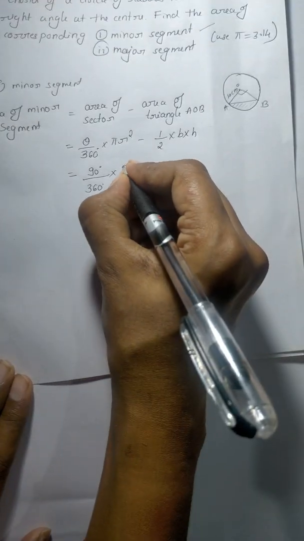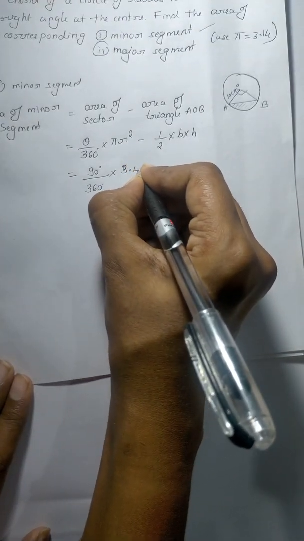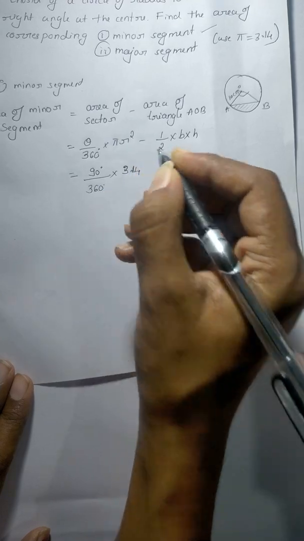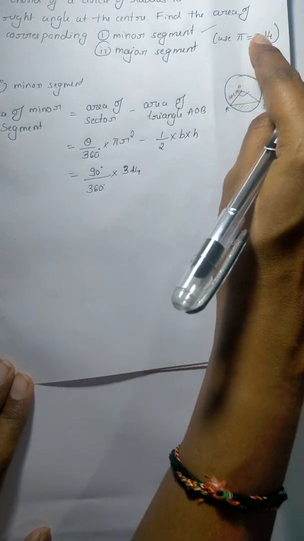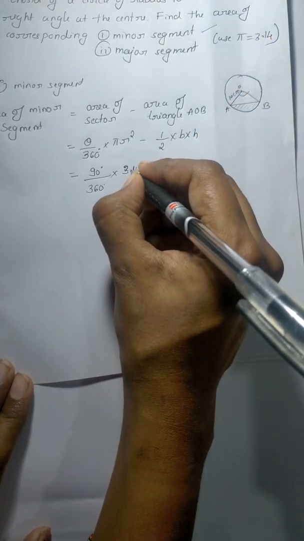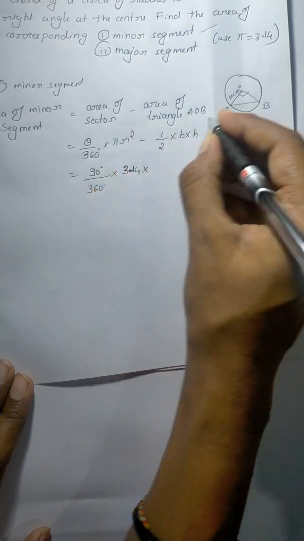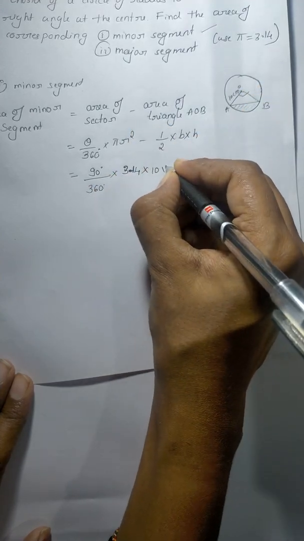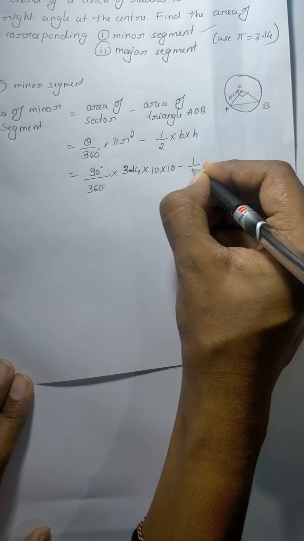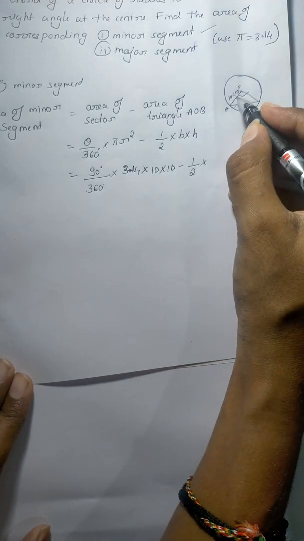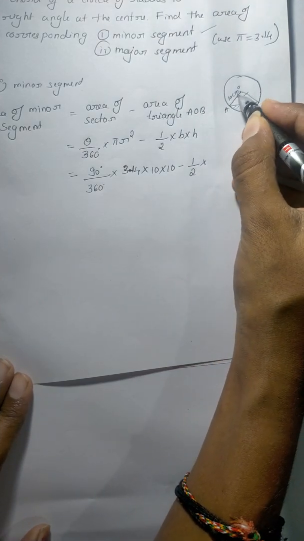As in the question they have given 3.14, you have to use that. Nothing will happen if you use 22 by 7, but the calculation will be lengthy. So whatever they have given, that only we will consider. 3.14 into radius, how much is given? 10. So 10 into 10, minus 1 by 2. As it is a right angle triangle, we know that in a right angle triangle this will be the base.